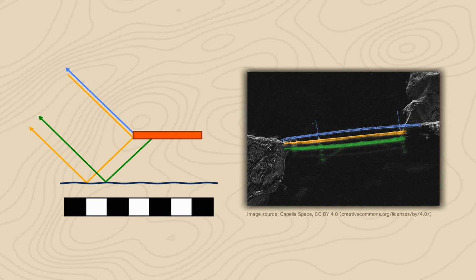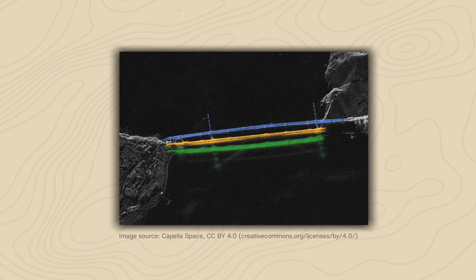So using this knowledge, can you tell from which side the satellite was taking the image? Feel free to pause the video and think about it for a couple of seconds. It's the side from which we first see the single, then the double, and then the triple bounce reflection.